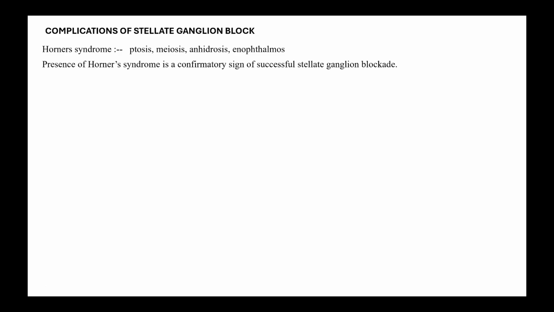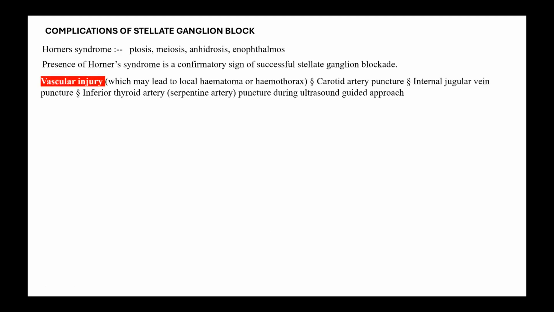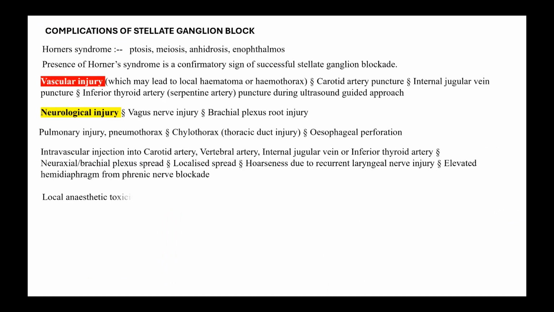The complications, as we said: Horner syndrome, vascular injuries, neurological injuries, pneumothorax because the pleural dome is very close, and intravascular injections, all these things can happen. Local anesthetic toxicity and infection are also complications that have been mentioned.